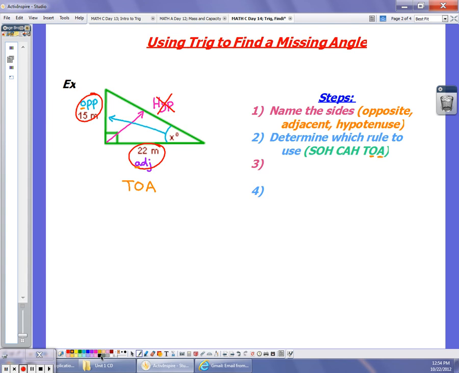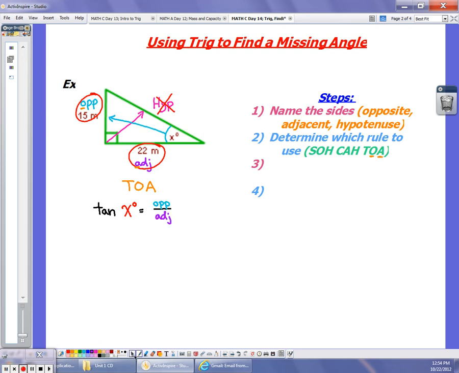Now the T in TOA stands for tangent of our angle, which is x degrees, is equal to O, which is the opposite, over A, which is our adjacent.